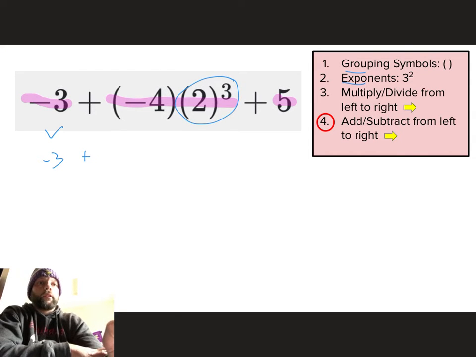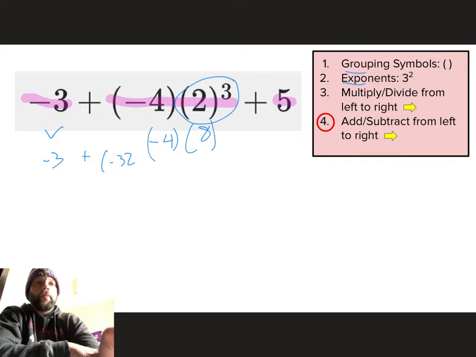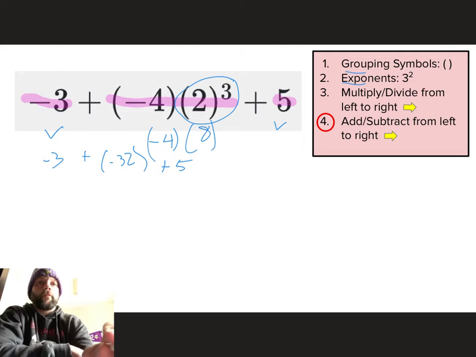So I have 2 to the third power, which really means 2 times 2 times 2. So that's going to actually give me 8. And then I have this -4 still. So that's going to give me plus a -32. All right. And then I'm going to continue on down with my 5. Okay. Now I can just work from left to right because I have all addition signs. So -3 plus a -32 is -35, plus a 5 is going to get me to -30.